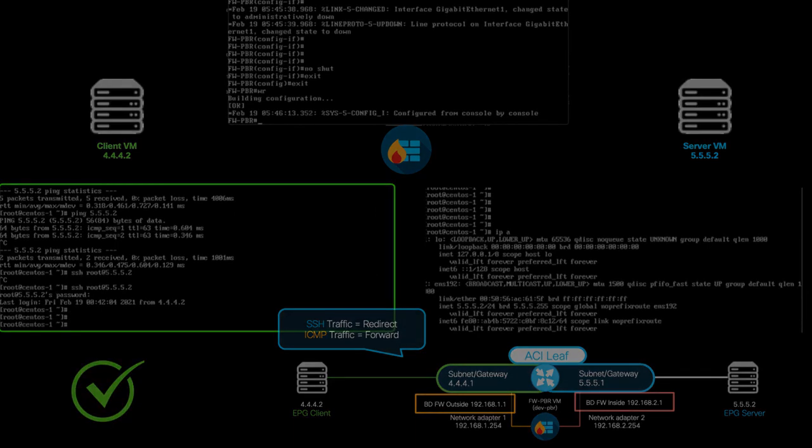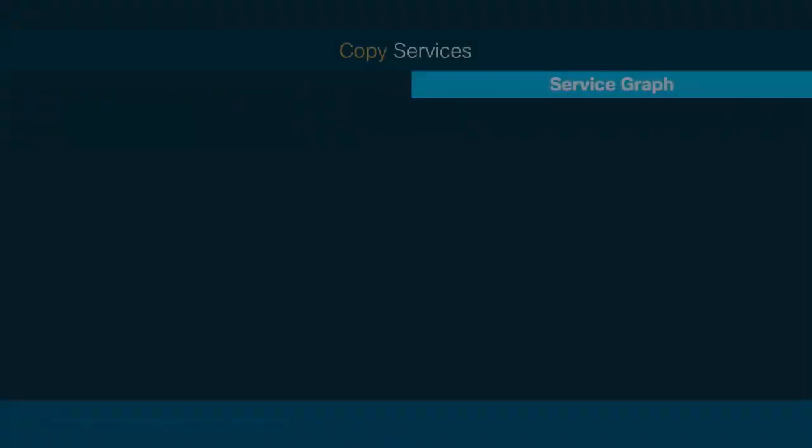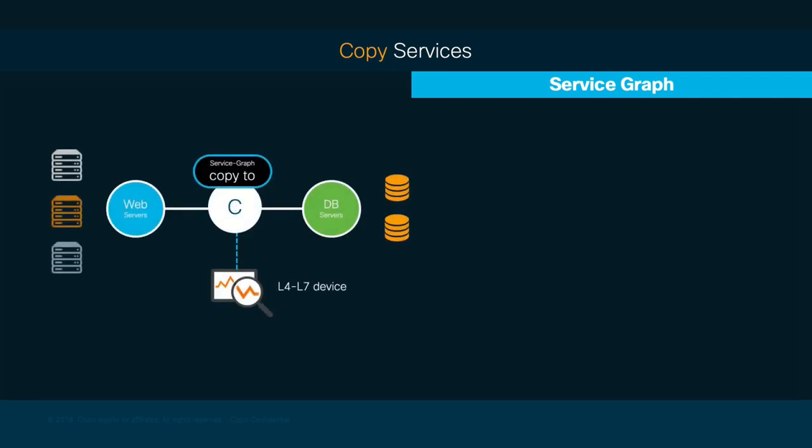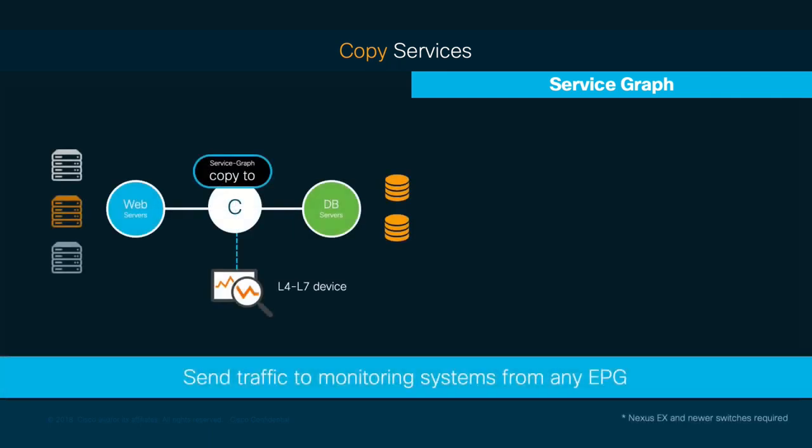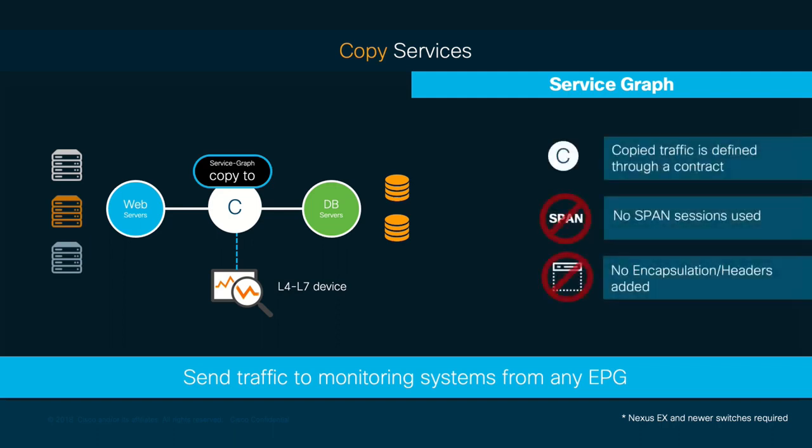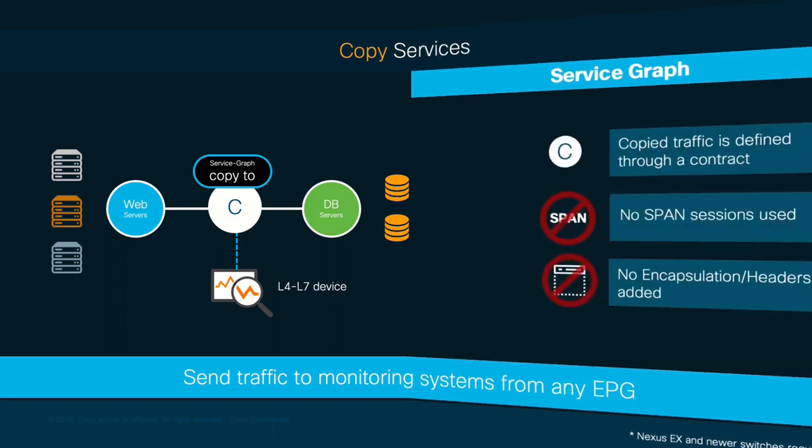Another feature you would lose if you do not deploy service graphs is copy services. This is very helpful since you can copy traffic between EPGs, even coming from multiple switches, without using SPAN sessions and without any encapsulation or headers added.